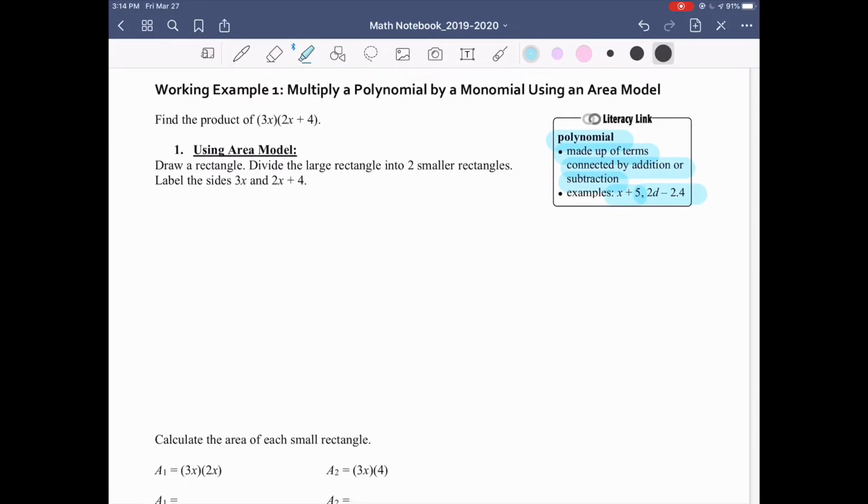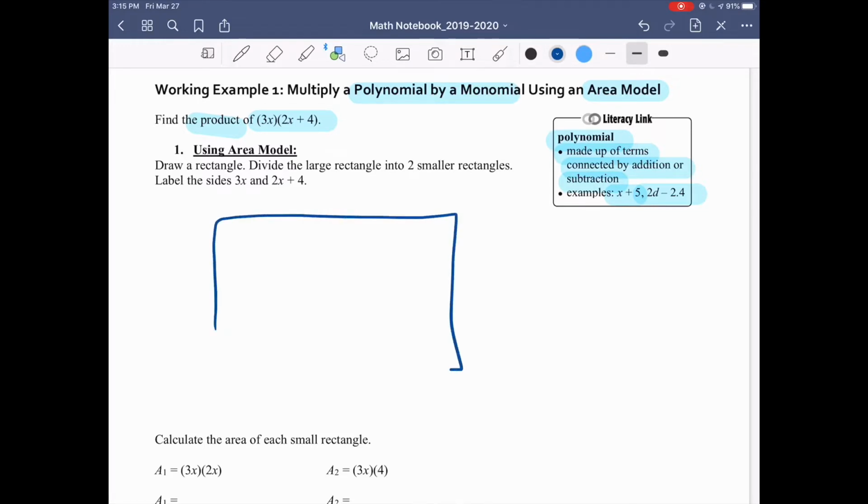Working example number 1 says we're going to multiply a polynomial by a monomial using an area model. An area model is basically setting up the question as if you were calculating the area of a rectangle. To find the product of 3x times 2x plus 4, draw a rectangle and divide the large rectangle into 2 smaller rectangles.